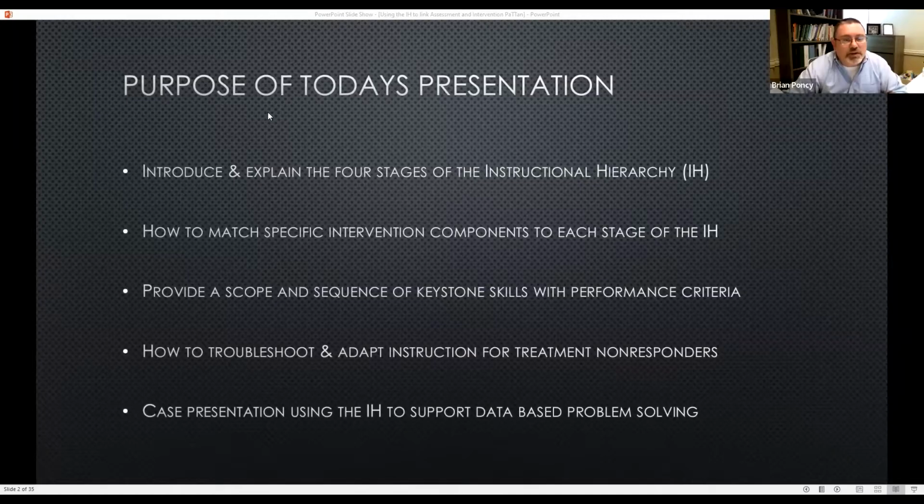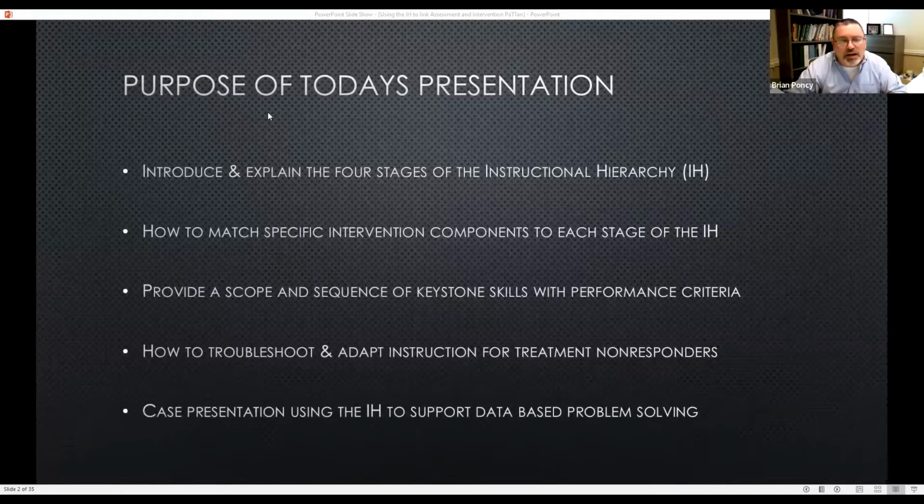Also, we're going to talk about how to match specific intervention components to each stage of the instructional hierarchy. I'm going to provide you with a scope and sequence of keystone skills and some performance criteria. We're going to talk about what that potentially could look like. It certainly can change from school to school, and it's just a discussion I want us to have.